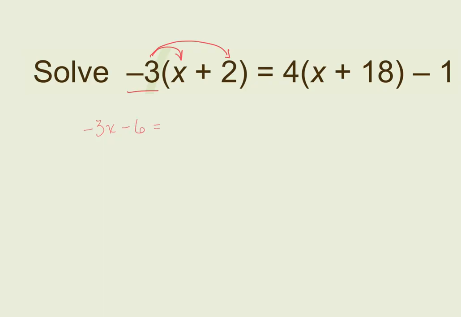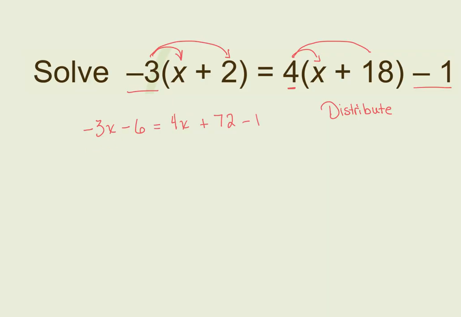Then on the other side, we are going to distribute that 4 times x is 4x. 4 times 18 is going to give us 72. And don't forget you have a -1 on the end there. The next thing that we're going to do, so after we distribute to get rid of any of our parentheses, we want to combine like terms. Now remember, if it is on the same side of the equation, we are not moving it across, we are simply combining. So we're going to look for simplifying each side individually.